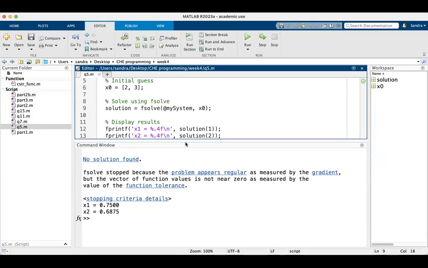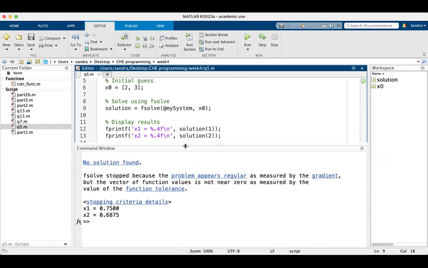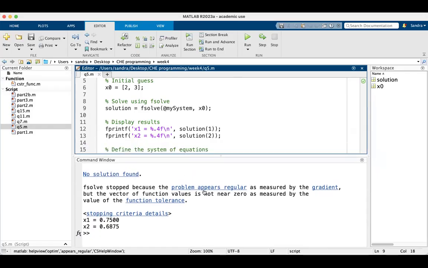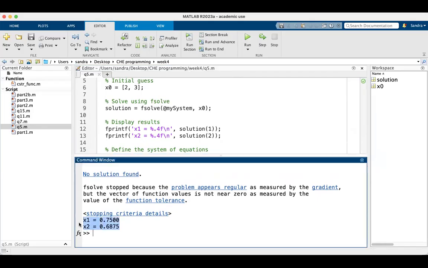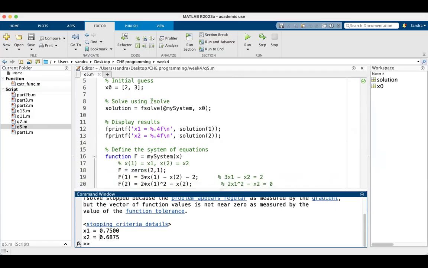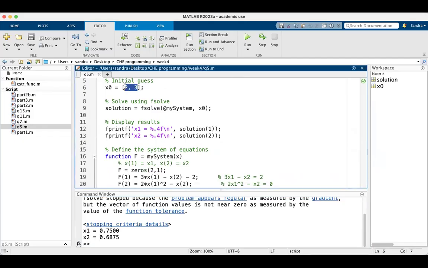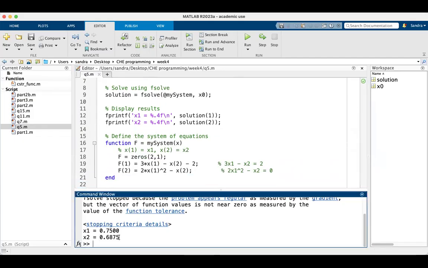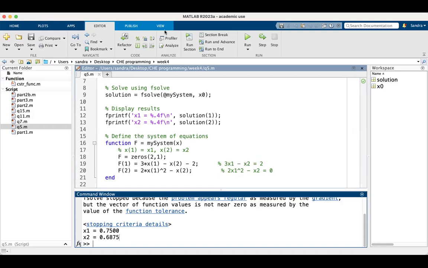The solution was found due to some other stopping criteria, some gradient criteria. But anyways, the answer you're getting is x1 equal to 0.7500 and x2 equal to 0.6875. You might get a proper solution if you give a better initial guess, but that is okay. Right now, this is the solution that you're getting for the given initial guess. Now, moving on to the next question.